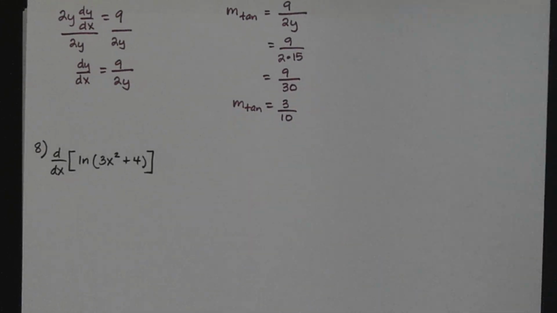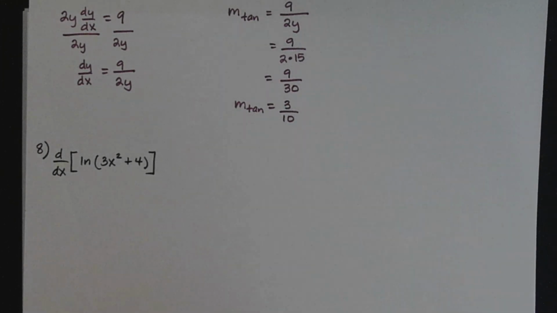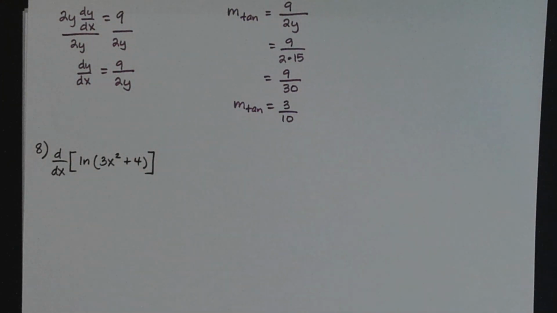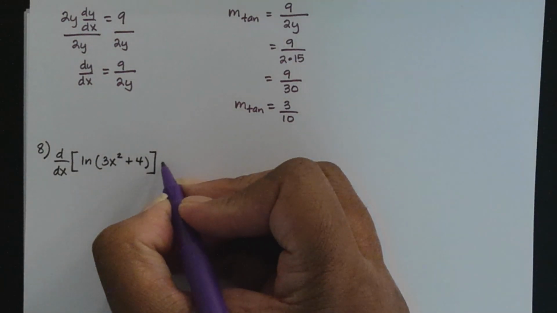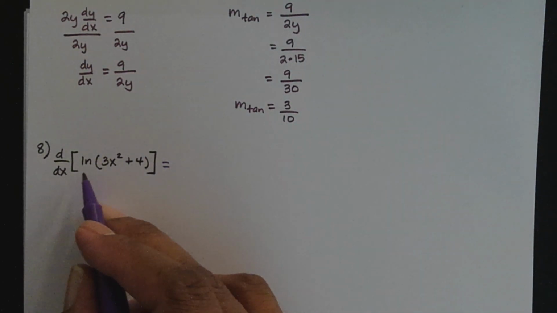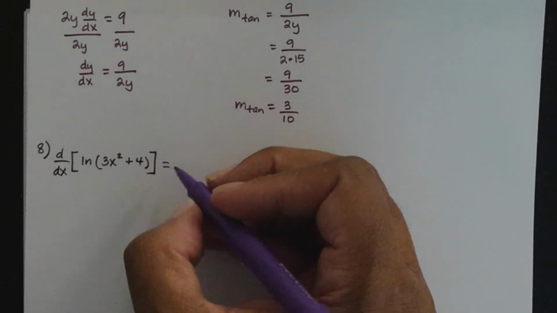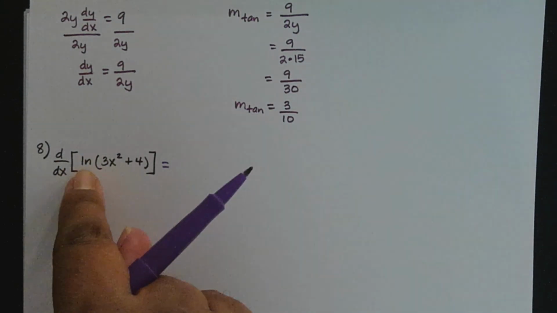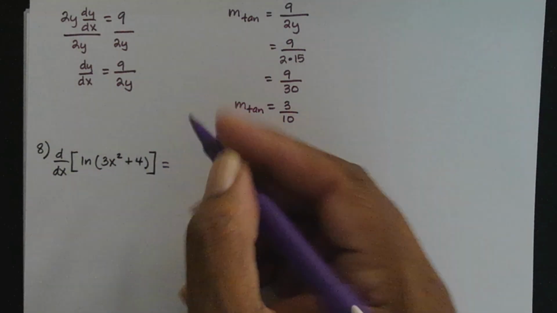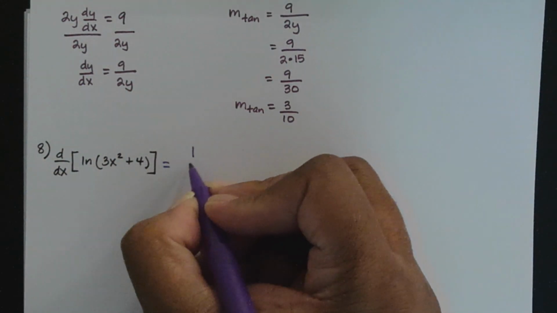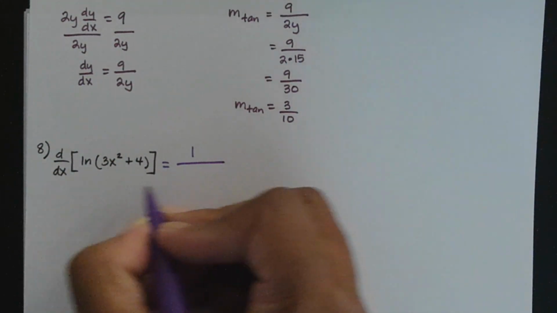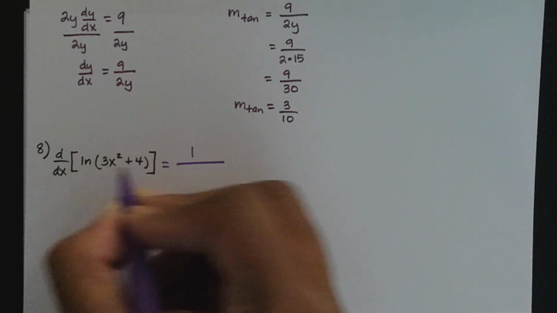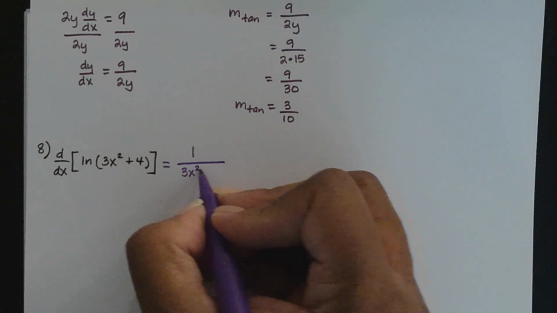Okay, so let's say we have the derivative with respect to x of the natural log of 3x squared plus 4, and I want to find its derivative. From here, what would be the derivative of the natural log of 3x squared plus 4? Let's start with the derivative of a natural log: 1 over 3x squared plus 4.